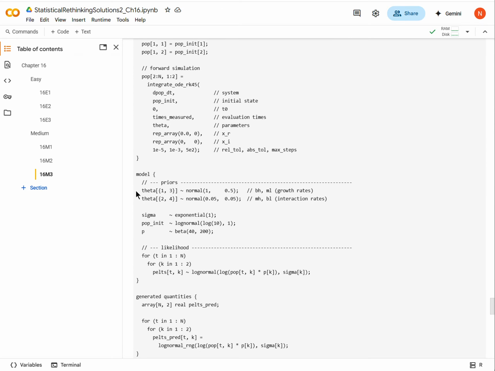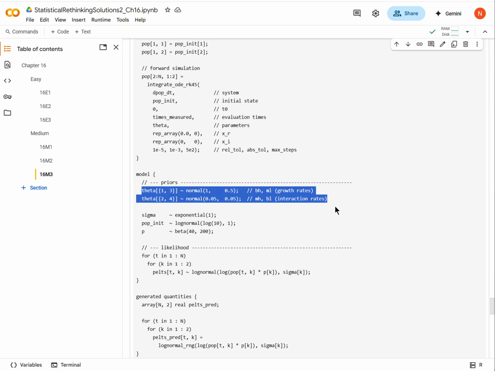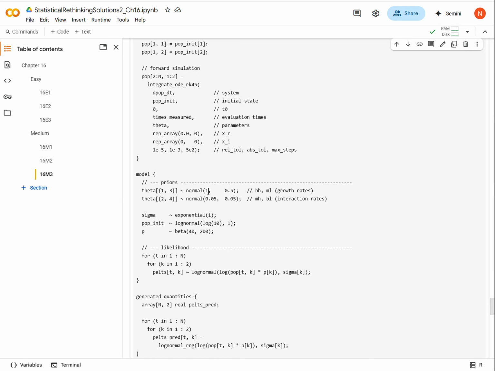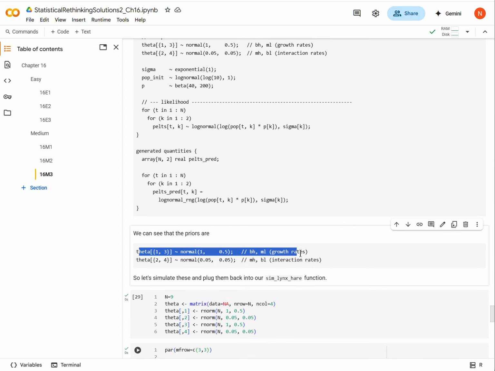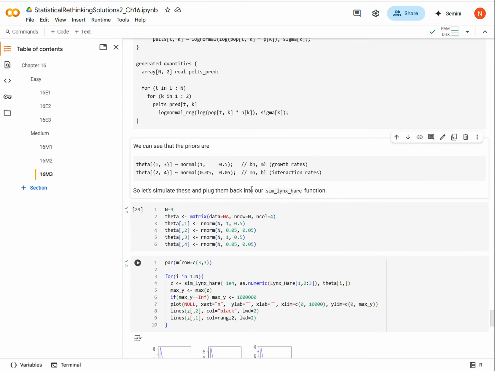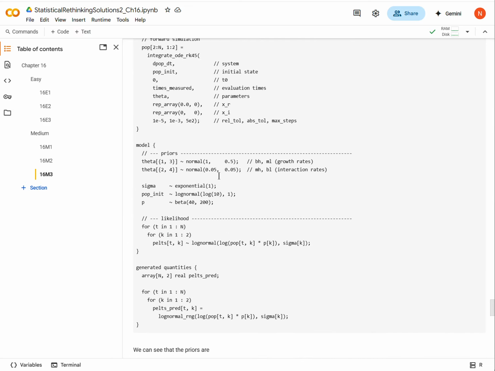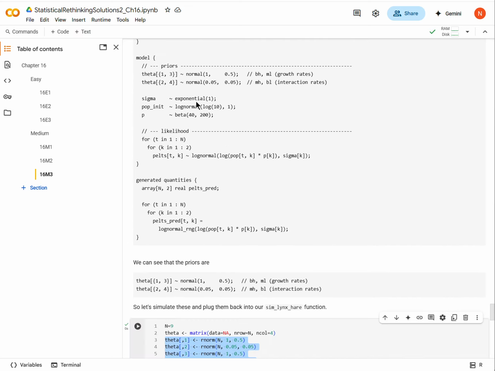If you scroll all the way down, you get to the priors right here. Okay, so here are the priors. For theta 1 and 3, they look the same, and then theta 2 and 4 look like this. So I've just highlighted what the priors are here. First, let's simulate what these priors look like. So I have my theta values, which are informing the model here.